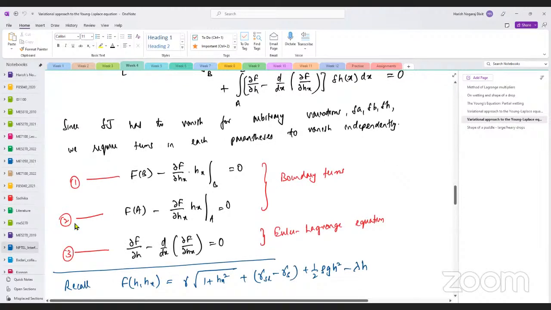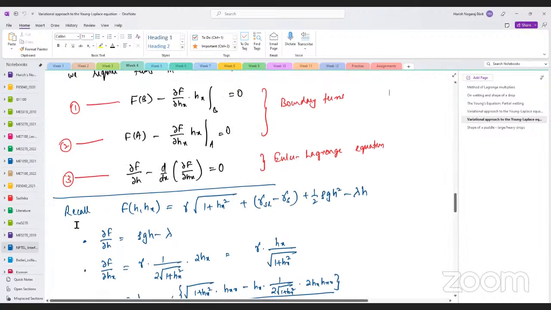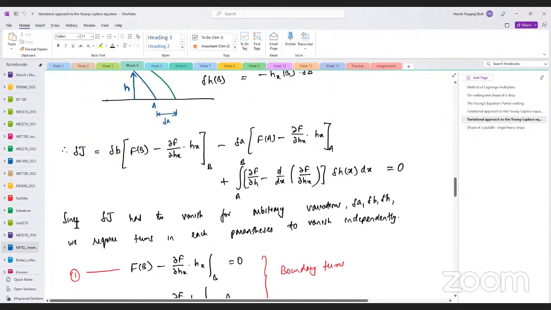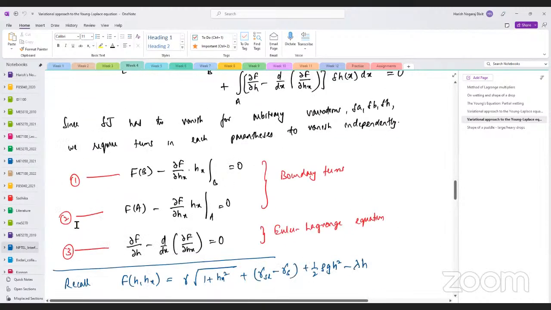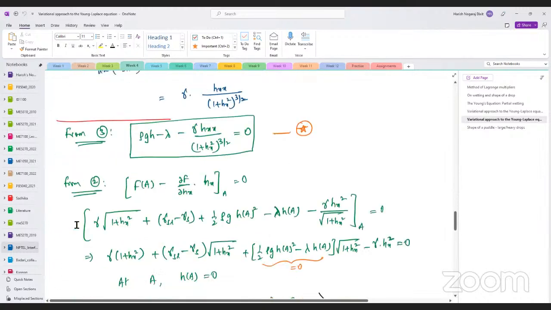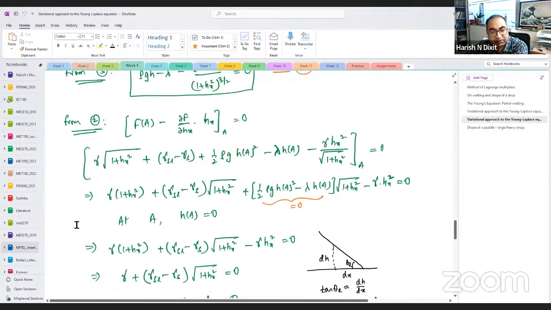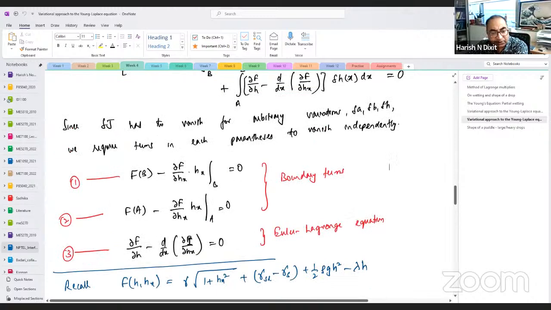Sir, there is actually one place where you have written d by dx, del f by del hx into del h by del x, but that should be del h by del epsilon. The second term in the second integral can be simplified to a partial differential equation. I'm still unable to find which one. This one looks all right to me.